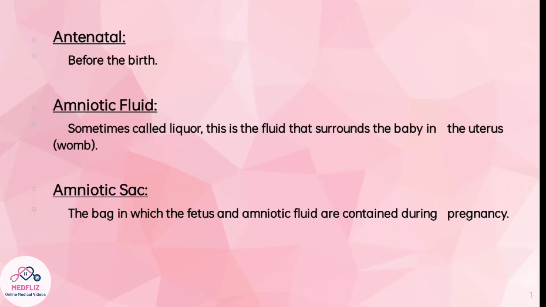Today we will cover A to Z important terminologies of OBGYN. So let's start. Antenatal, before the birth. Amniotic fluid, sometimes called liquor. This is the fluid that surrounds the baby in the uterus. Amniotic sac, the bag in which the fetus and amniotic fluid are contained during pregnancy.